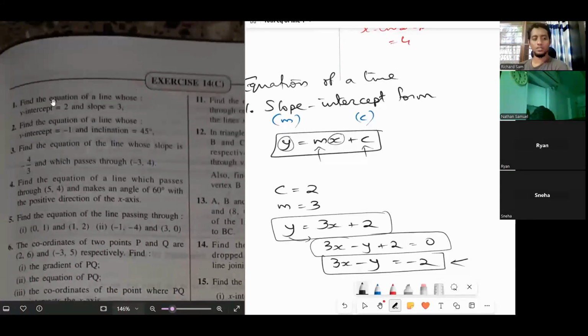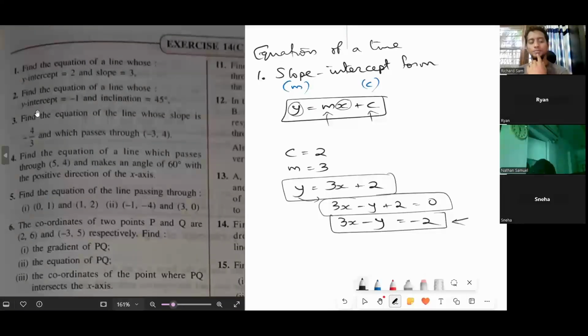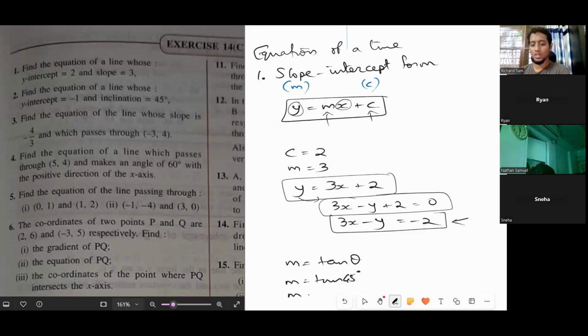Exercise 14C, this one. So in the second question, again find the equation of a line, and what is given here is the y-intercept and inclination. Inclination means theta. So using theta we can find the slope. What's that formula? M is equal to tan theta. So we can find m, tan 45. Tan 45 is how much? 1. So we can find m, and we have c.